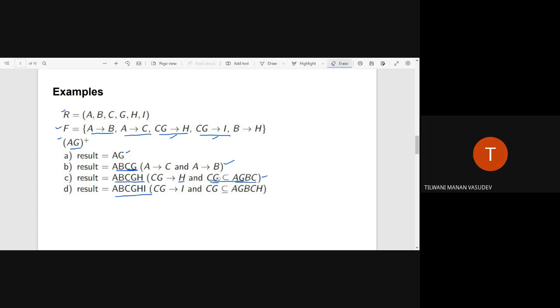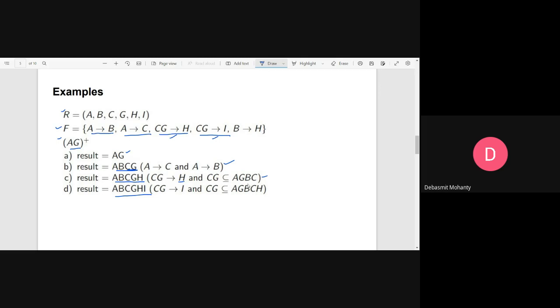So is this order important? No, this order is not important. We can write AGBC, or the order ABCG. The order is not important. So we can take the same functional dependency set.